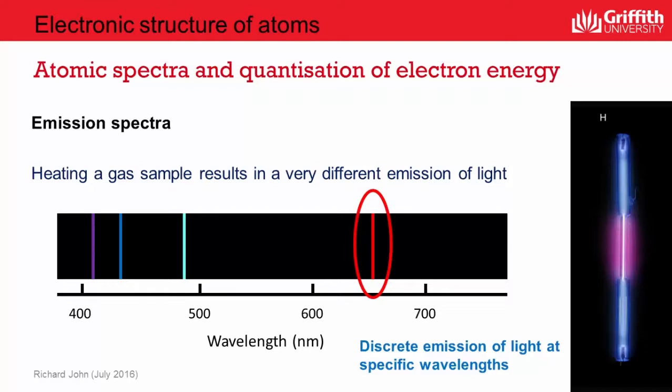656 nanometers in the red part of the visible spectrum, 486 nanometers in the blue-green part of the spectrum, 434 nanometers in the indigo part of the spectrum, and 410 nanometers in the violet part of the spectrum.